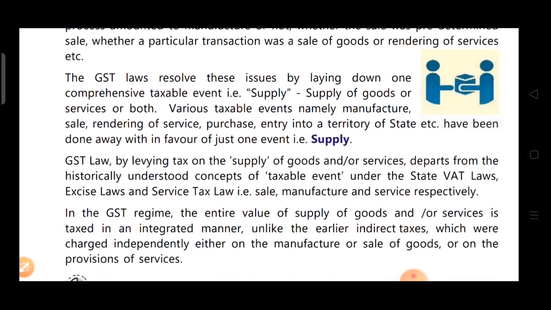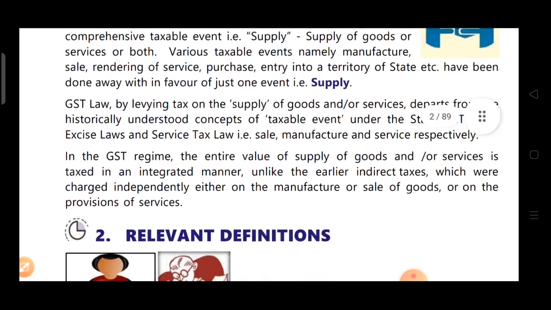Now GST law, by levying tax on supply of goods and or services, departs from the historically understood concepts of the taxable event under the state VAT laws, excise laws and service tax laws, that is sale, manufacture and service respectively. Under state laws, the taxable event was sale. Under excise laws it was manufacture. Under service tax law it was service. So GST has departed from all the historically understood concepts of taxable event, means there is just one taxable event. In the GST regime, the entire value of supply of goods and or services is taxed in an integrated manner, unlike the earlier indirect tax, which was charged independently either on the manufacture or sale of goods, or on the provision of services.